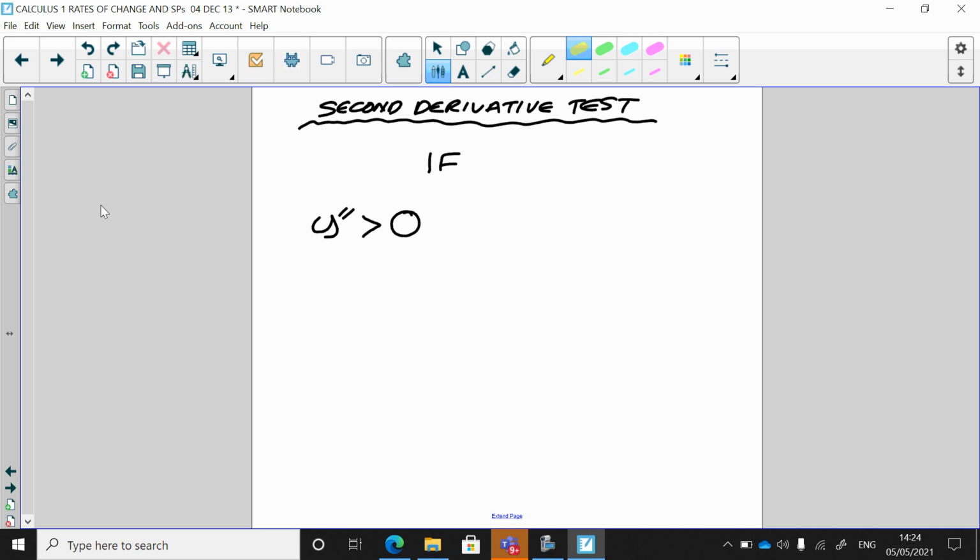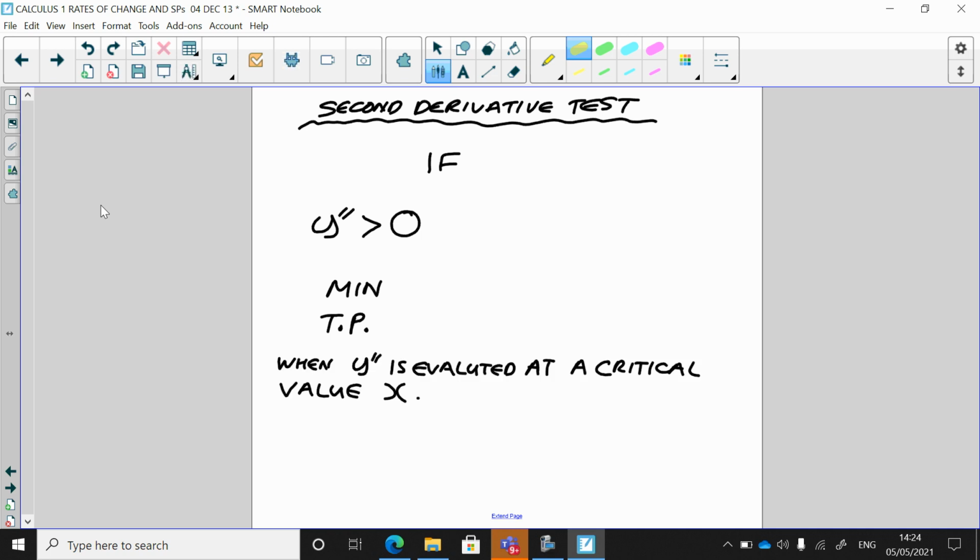So if the answer is greater than 0, it means it's positive. You have a minimum turning point. Okay, that's when y double dash is evaluated at the critical value of x that you've found. If, however, y double dash, the second derivative, is less than 0, which means it's negative, we say it's got a maximum turning point there.